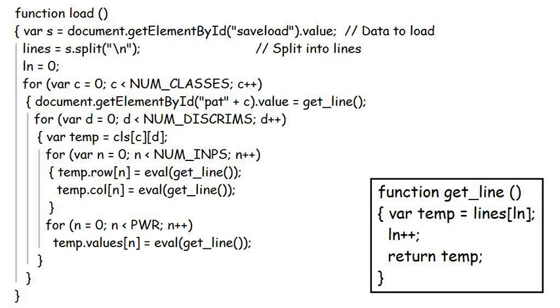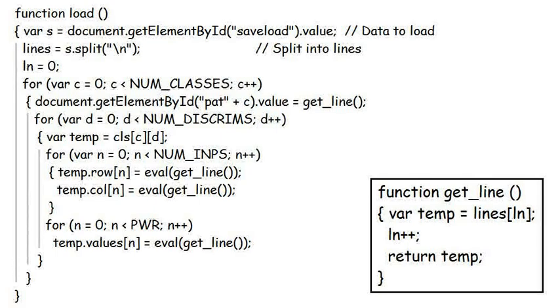Then the double for loop reads those values into the discriminators of the classes in the same order that they were saved. There is a function called getLine, which works together with the line counter ln to give the next line of data at every stage. This is why lines and ln must be global variables. They are initialized in function load, but also used in function getLine. The array lines was set up by the function split, which splits the huge string s into the separate lines.